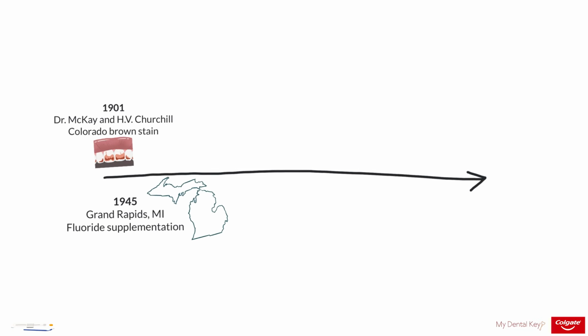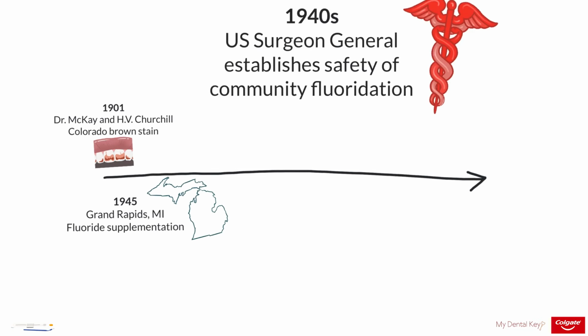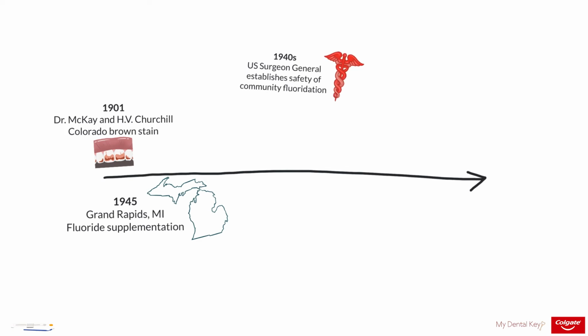Leading U.S. research and health organizations, including the National Institute of Health, National Institute of Dental and Craniofacial Research, and the U.S. Surgeon General, collaborated to establish and implement safe levels of fluoride in community drinking water. The Centers for Disease Control and Prevention of the United States listed community water fluoridation as one of the greatest public health achievements of the 20th century.